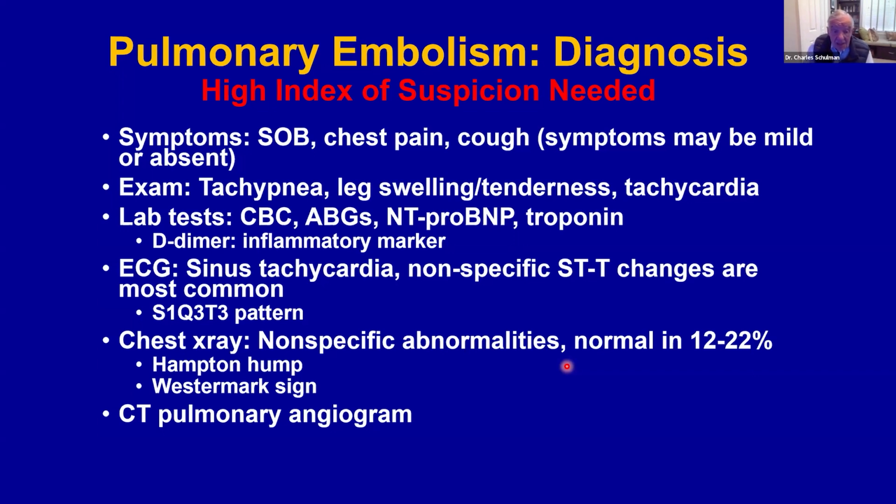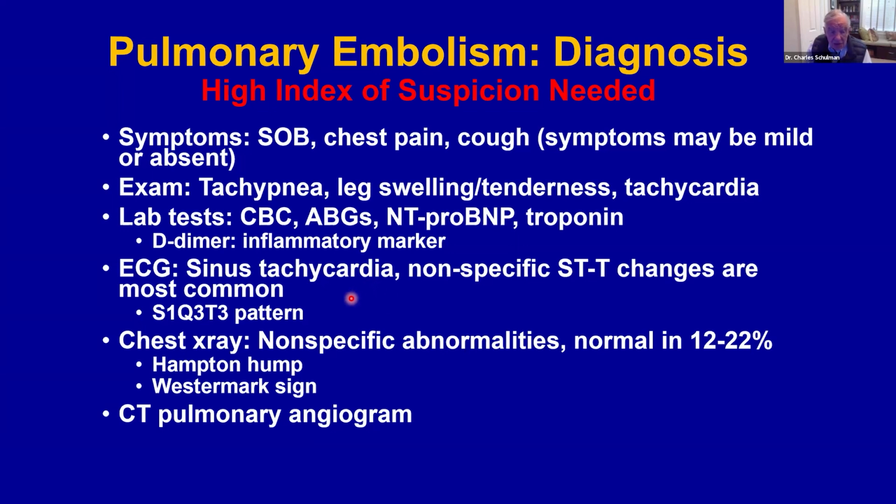Lab tests are CBC, blood gases, BNP, troponin. D-dimer is the inflammatory marker we use, and if the D-dimer is low, the chances that it's PE are not high. In the case of our patient, there was no question.